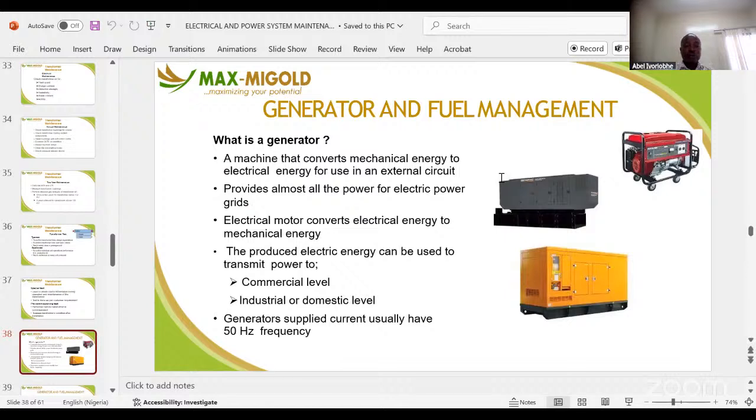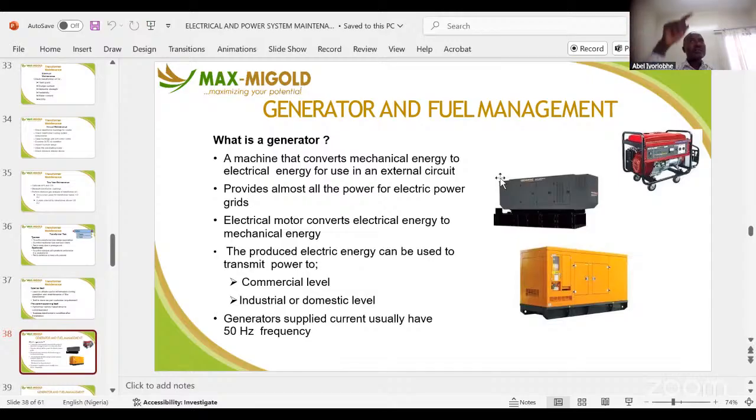Well, we'll quickly go to the generator before we round up the class. So what is a generator? There's a difference between a generator and a motor. A generator is a machine that converts mechanical energy to electrical energy. They provide most of the power for electric power grids, like the Kainji Dam. If you go to Kainji Dam or Shiroro Dam, you see a waterfall turning a turbine. That's a generator, a very, very big machine. It's operating naturally with a waterfall.